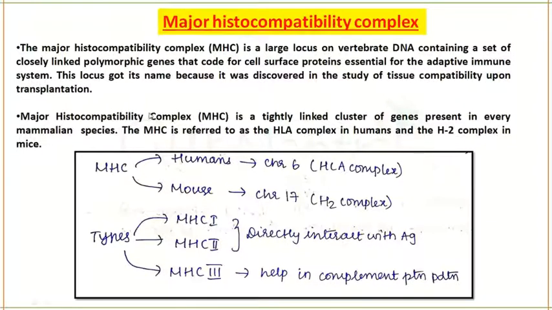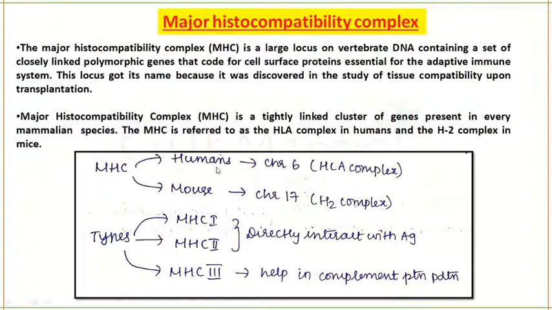The major histocompatibility complex is a tightly linked cluster of genes. So it is a cluster of genes. So if they ask you what is MHC, you should know that it is a cluster of genes that is present in every mammalian species. The MHC is referred to as HLA, human leukocyte antigen complex in humans, and H2 complex in mice. Okay, so MHC can be present in human and mice.